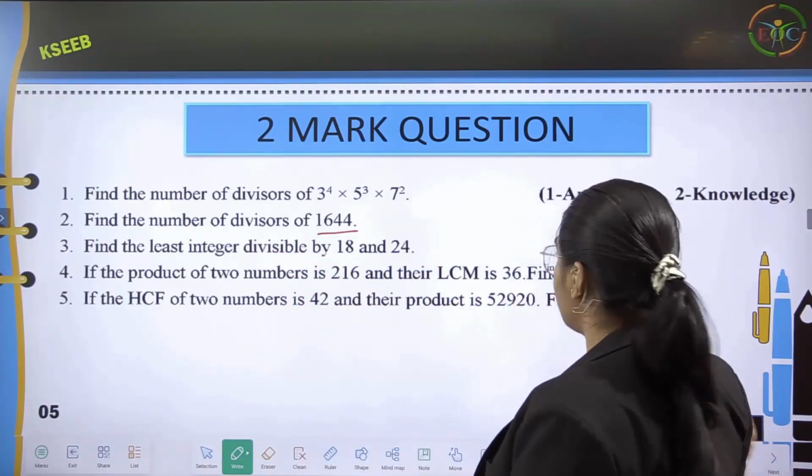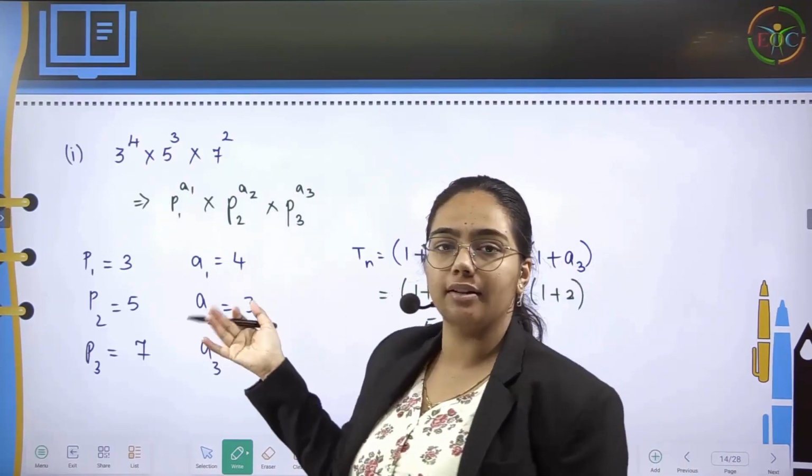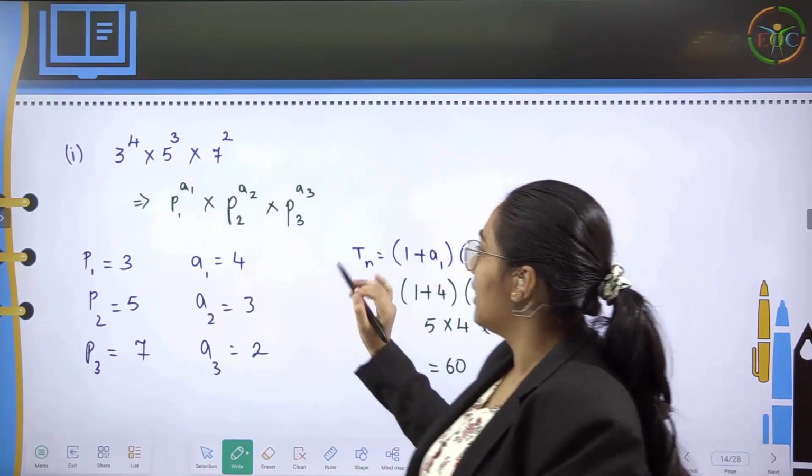So for the first question, how are we going to solve this? The format and all is not required, but I have just written it for understanding's sake.